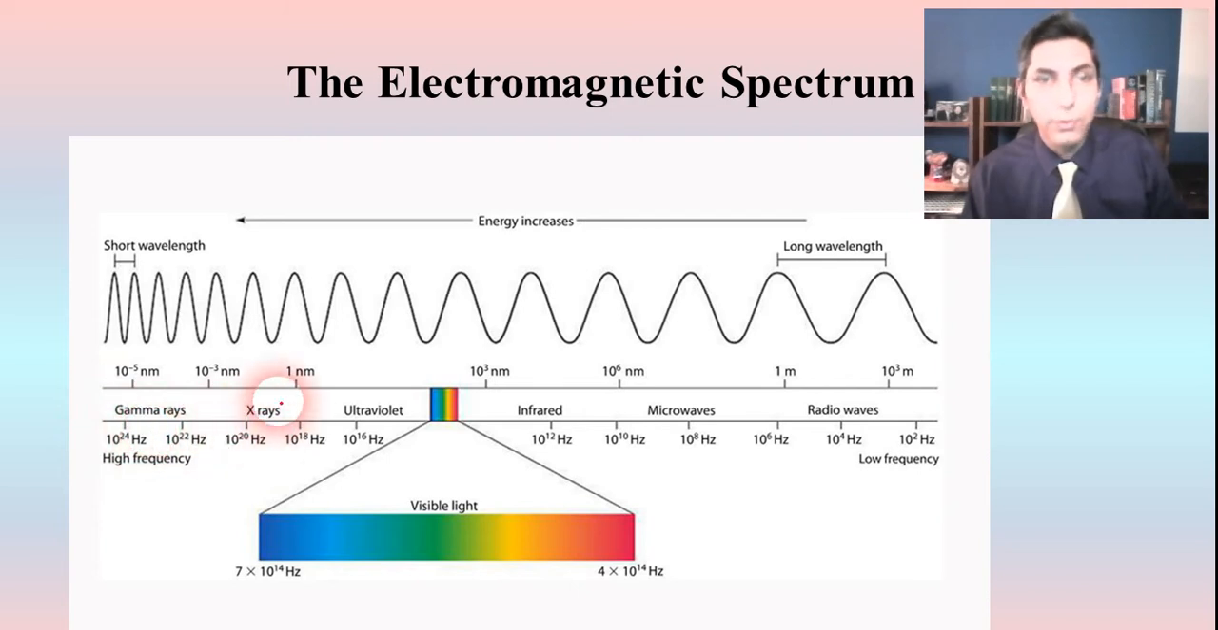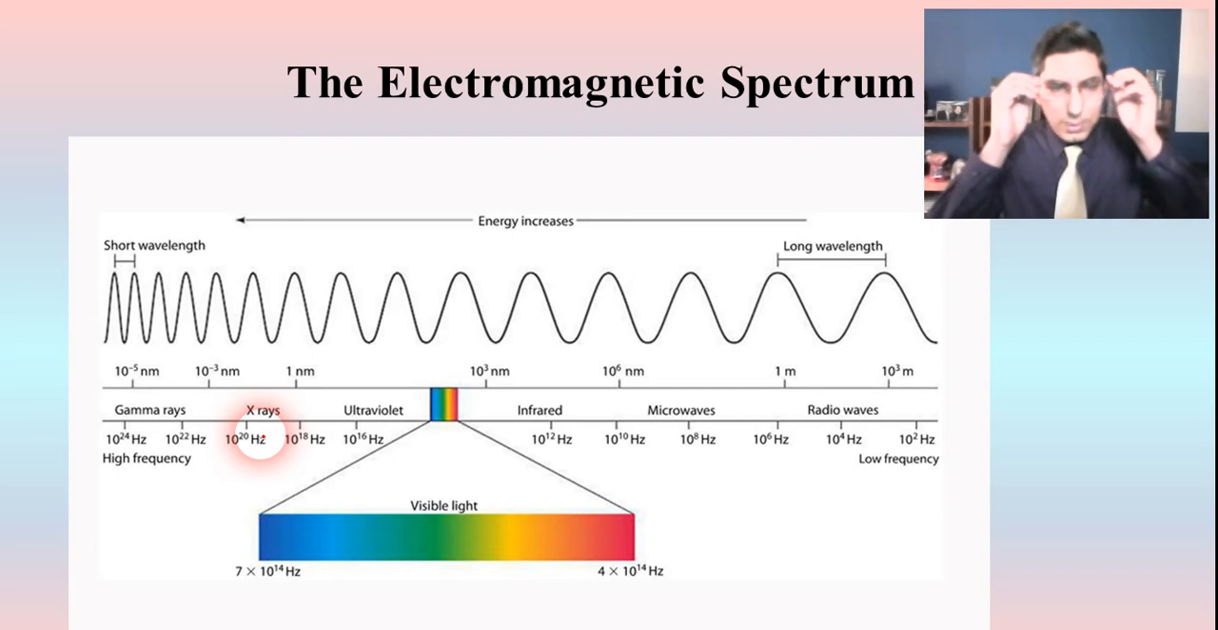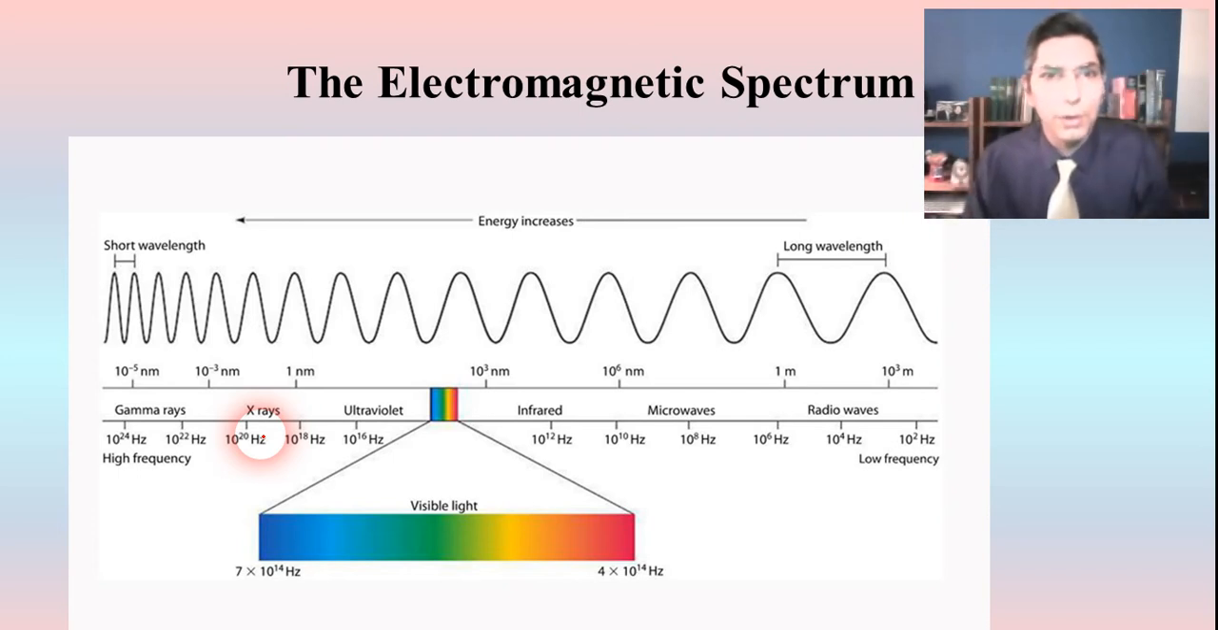X-rays can be rather dangerous as well if you're overexposed to them. We know that in small amounts they can be useful for medical imaging and things like that. They have a little bit lower frequency. Ultraviolet is lower frequency still. And then we have visible light, which we're familiar with. Infrared has lower frequency still and a longer wavelength.